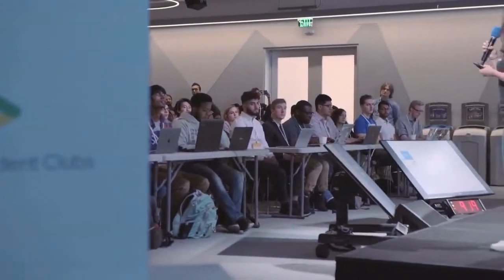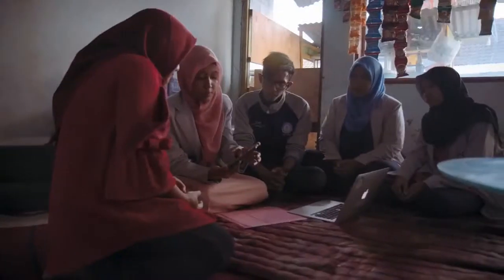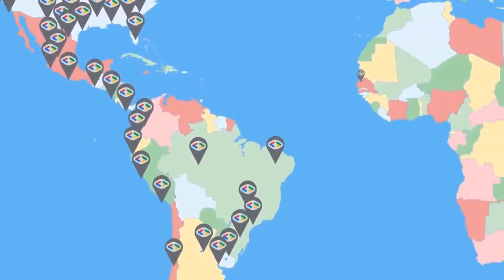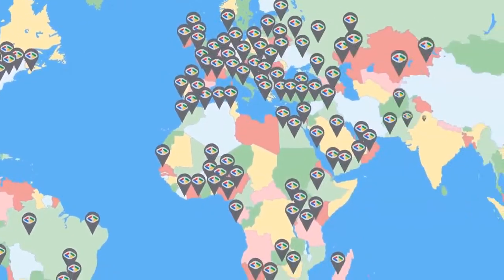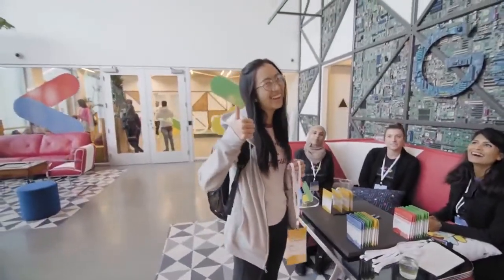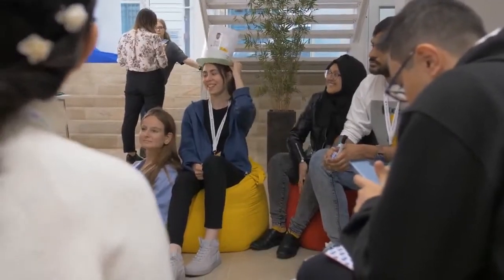Developer Student Clubs are university-based communities where students learn about Google technology and use their skills to solve local problems. There are over 700 clubs all over the world. From North America to Europe, Africa, and across Asia, we encourage more students to join or start a developer student club at their university. Some students have overcome personal barriers with the help of their DSC community on their journey to become developers.